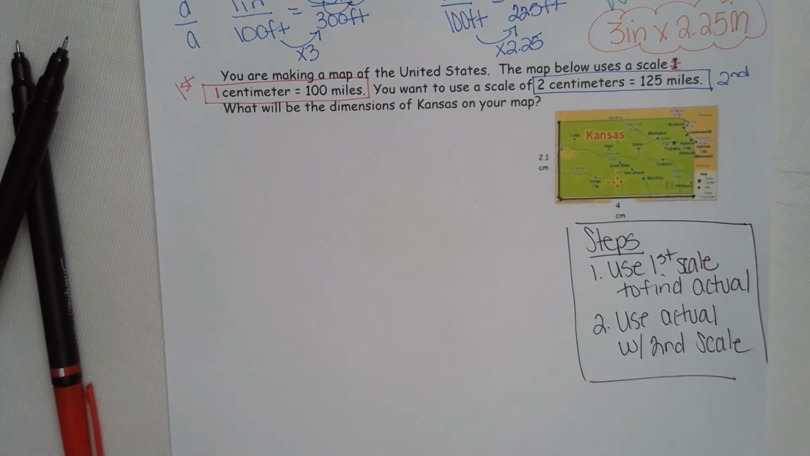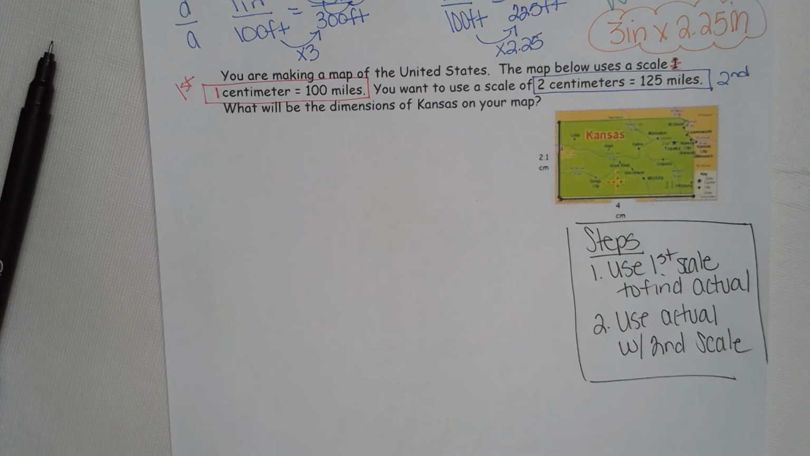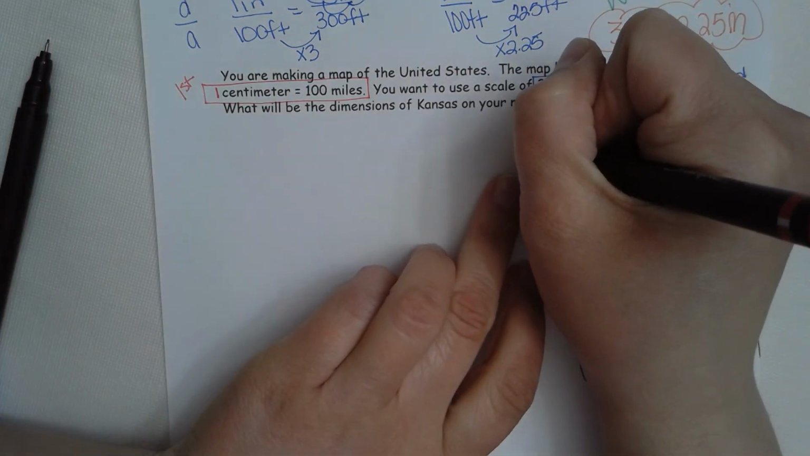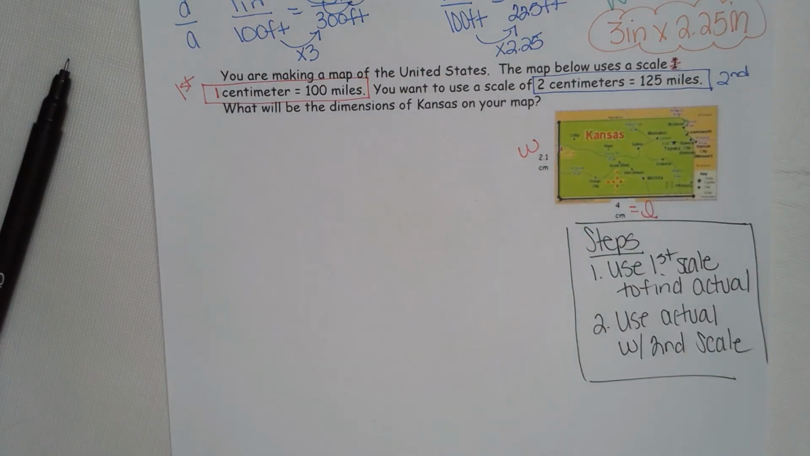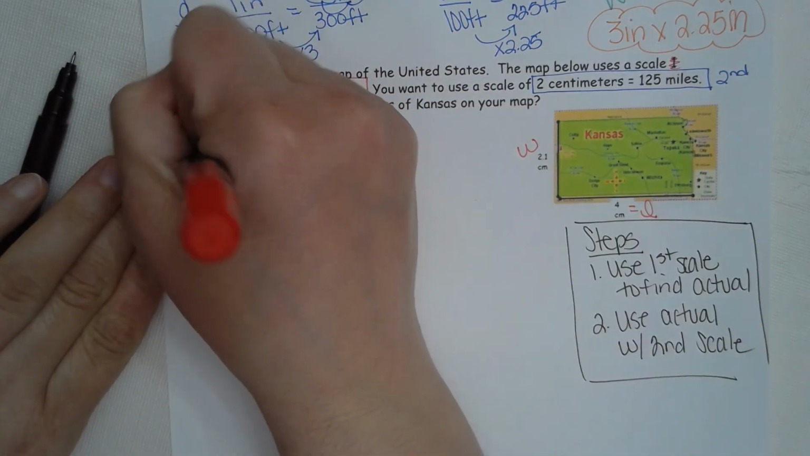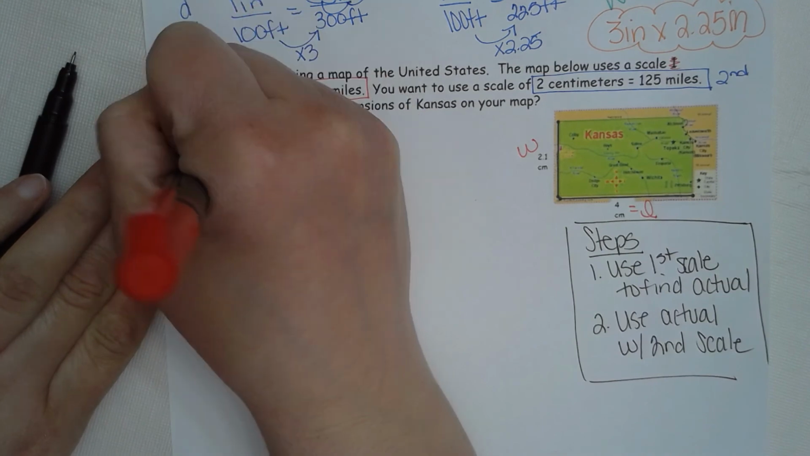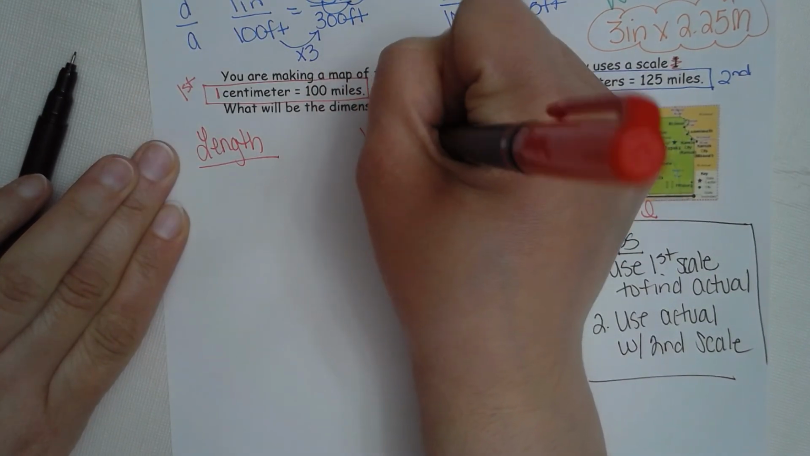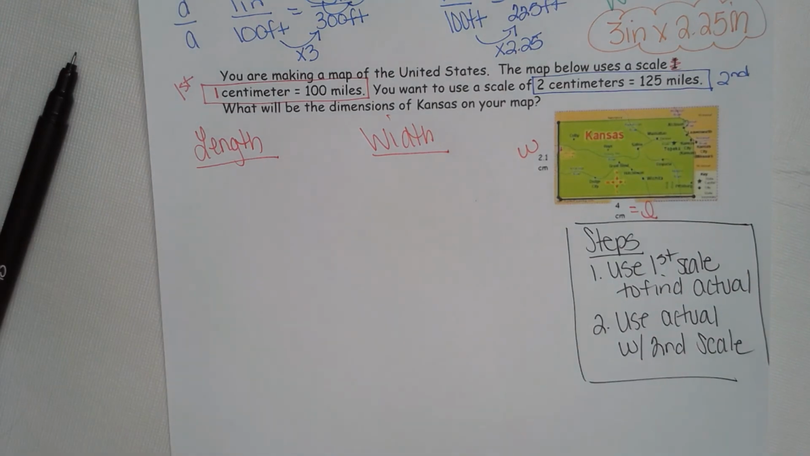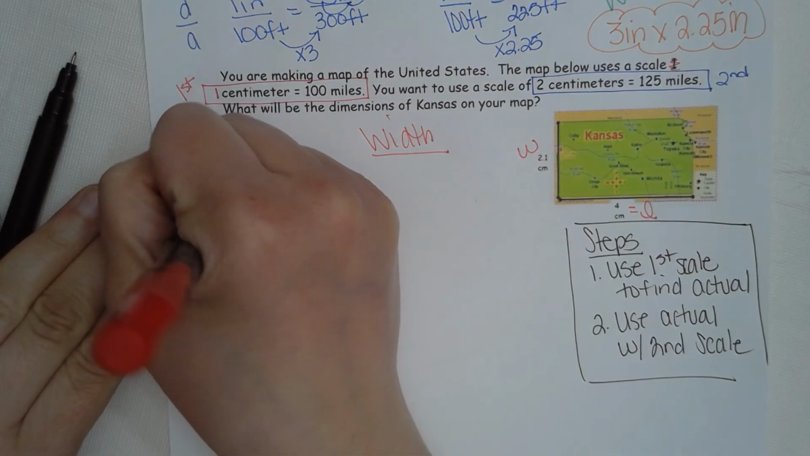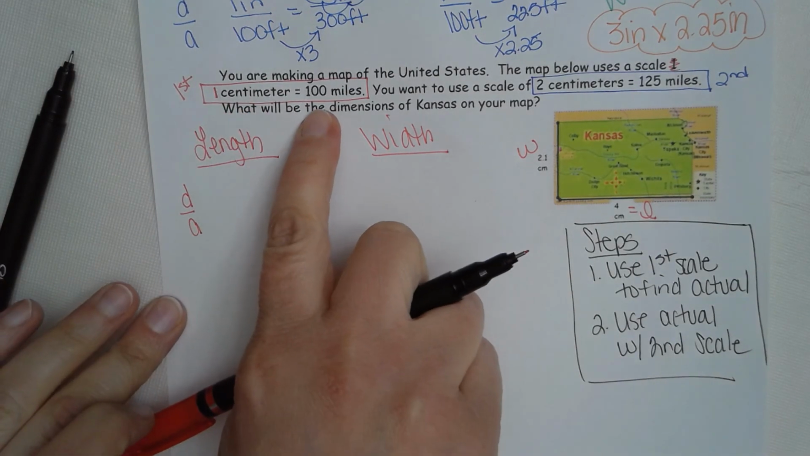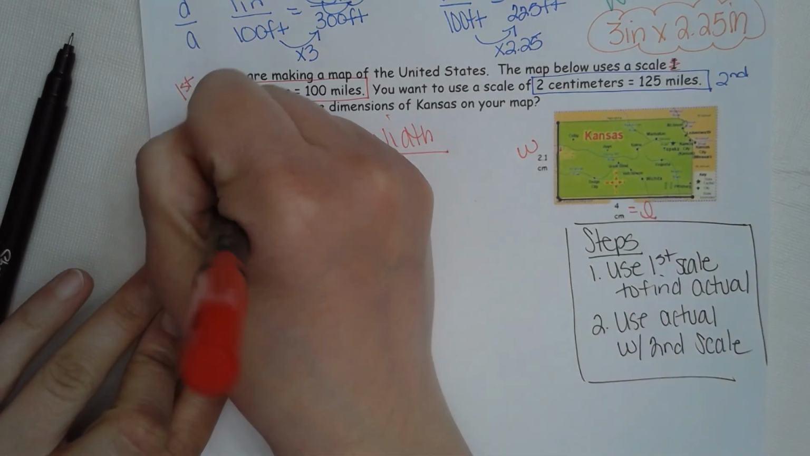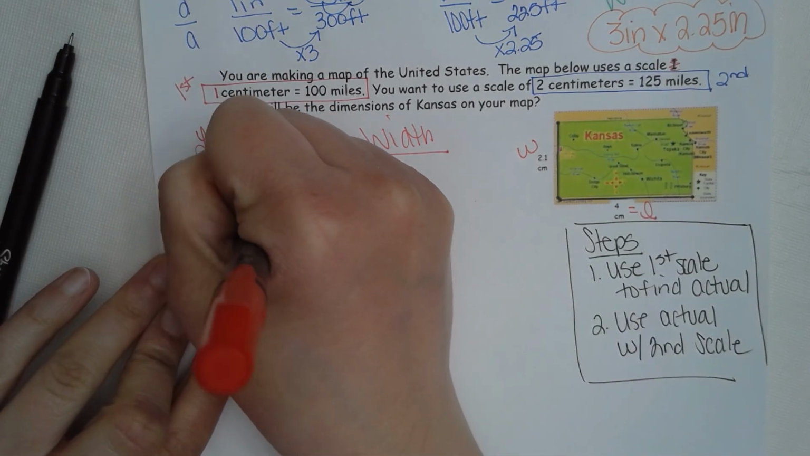All right. So the first thing I'm going to do, we're talking about length and width. We're going to call the shorter side the width, the longer side the length, and that's just a matter of preference. I usually make the longer side the length. So we're going to do length and width. Once again, remember, we're going to do the drawing over the actual. Our first scale that we're going to use is 1 centimeter equals 100 miles, or 1 cm over 100 miles.